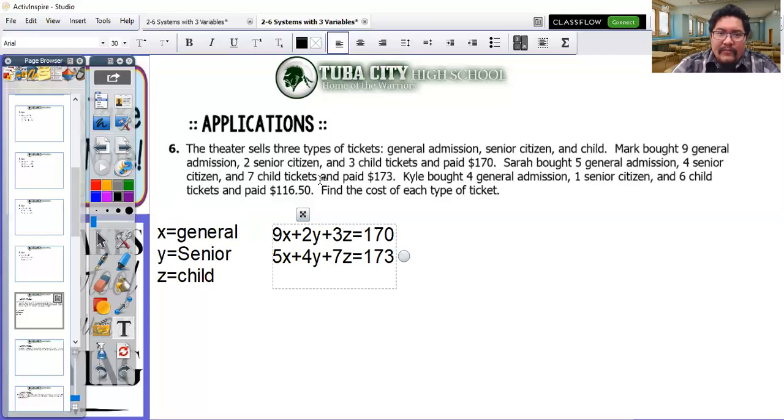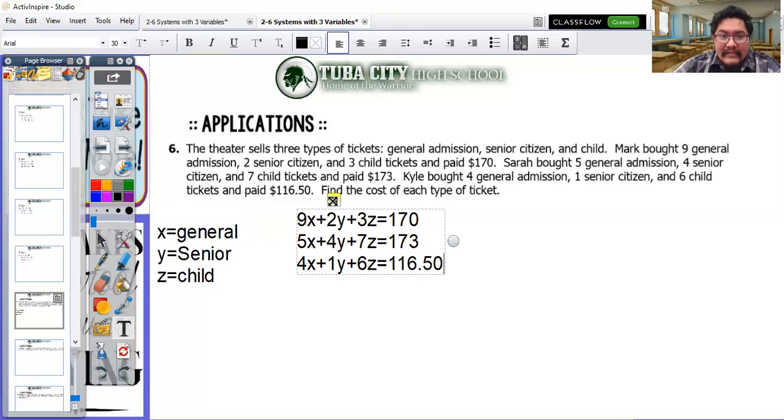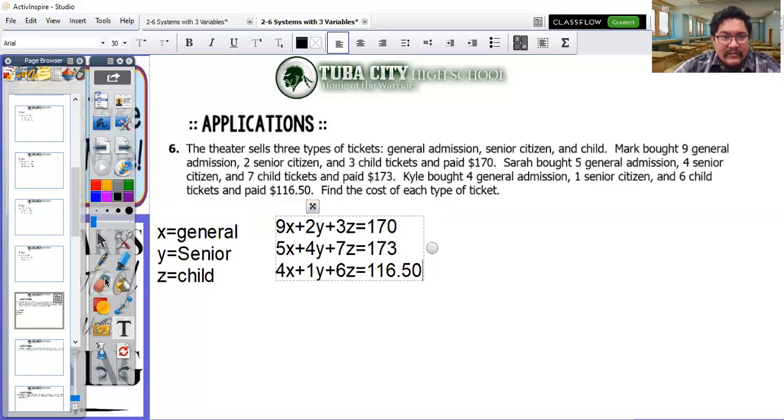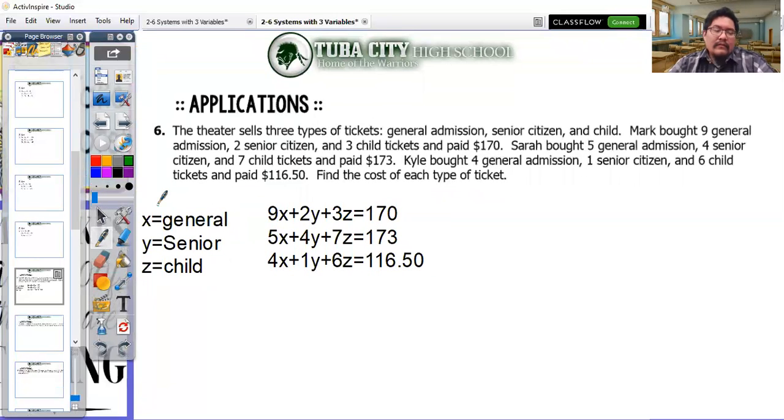And then our third person here, Kyle, bought 4 general admission, so 4X plus 1 senior citizen, so 1Y, and 6 child tickets. And this was $116 and 50 cents. So pretty easy to set up, nothing really difficult about this one. Very straightforward, nothing that would really be confusing.